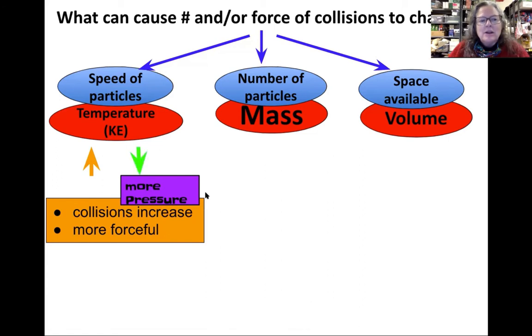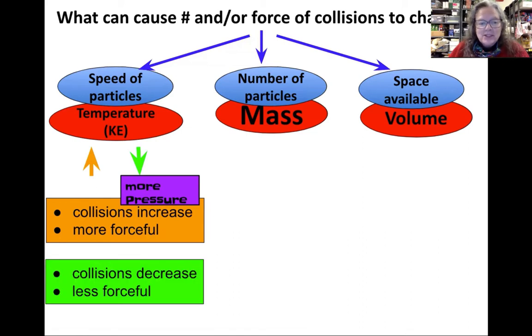Then if you decrease the temperature, what's going to happen to the collisions? The collisions are going to decrease and they're going to be less forceful. So you're going to do what to the pressure? You're going to result in less pressure.